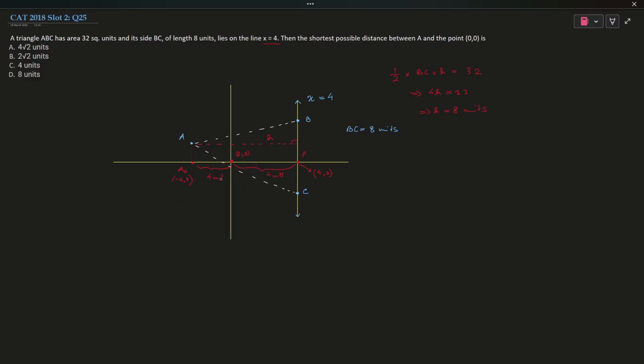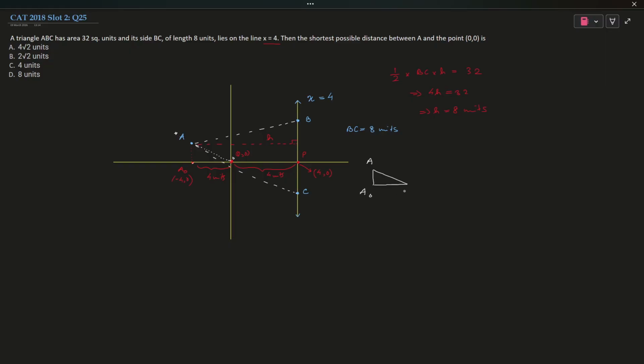I need to minimize the distance between A and the origin. So I have this point A here. Point A is here. This is A naught. I will join this. This is the distance between A and the origin, right? If I look at this triangle.